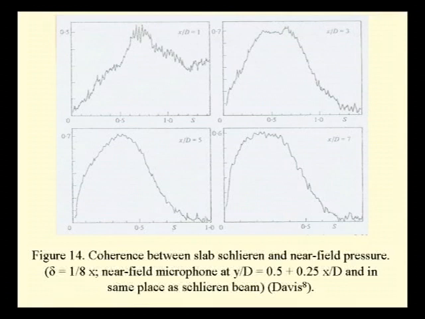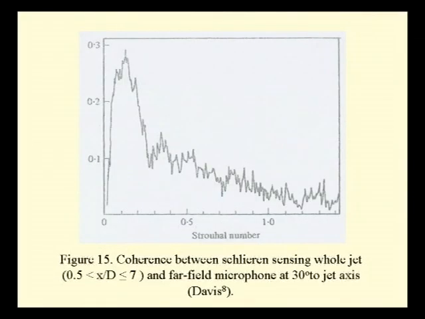So what he did was use a large aperture schlieren, which covered a section of the jet to capture azimuthally coherent structures, this dynamic schlieren, and correlated. He found the coherence between the dynamic schlieren signal and both the near field microphone signal and the far field signal. And it's quite interesting what he found. Again, the coherence was in the near field.